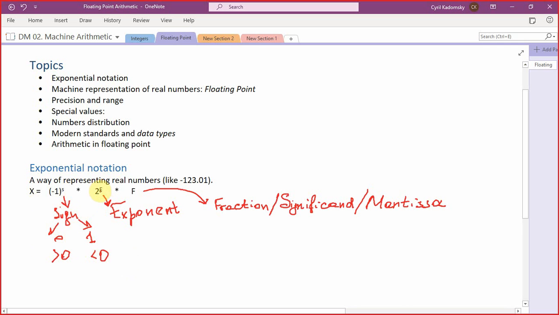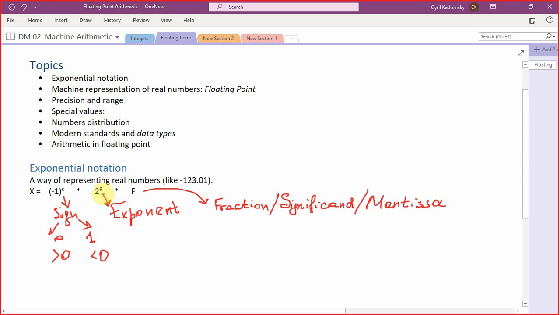Can you please say that again? Okay. This S is called sign, and it can have two values, 0 and 1, right? If S is 0, our number is positive. In case S equals 1, the number is negative. Why? Well, because minus 1 power 0 is plus 1, minus 1 power 1 is minus 1. So that is about sign.